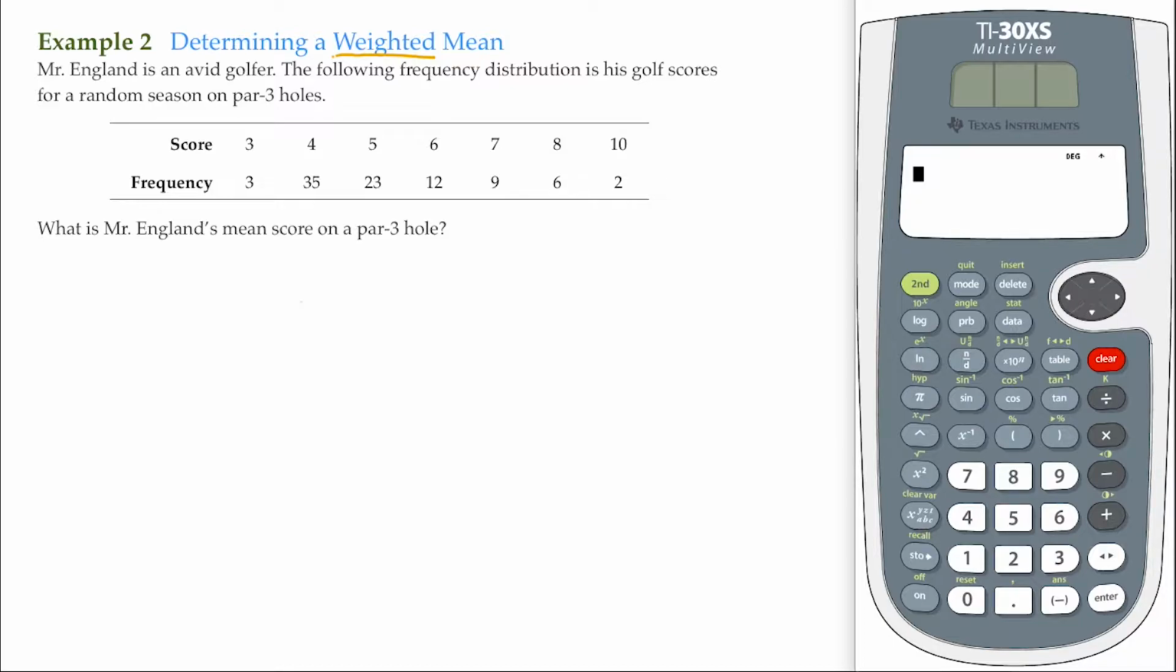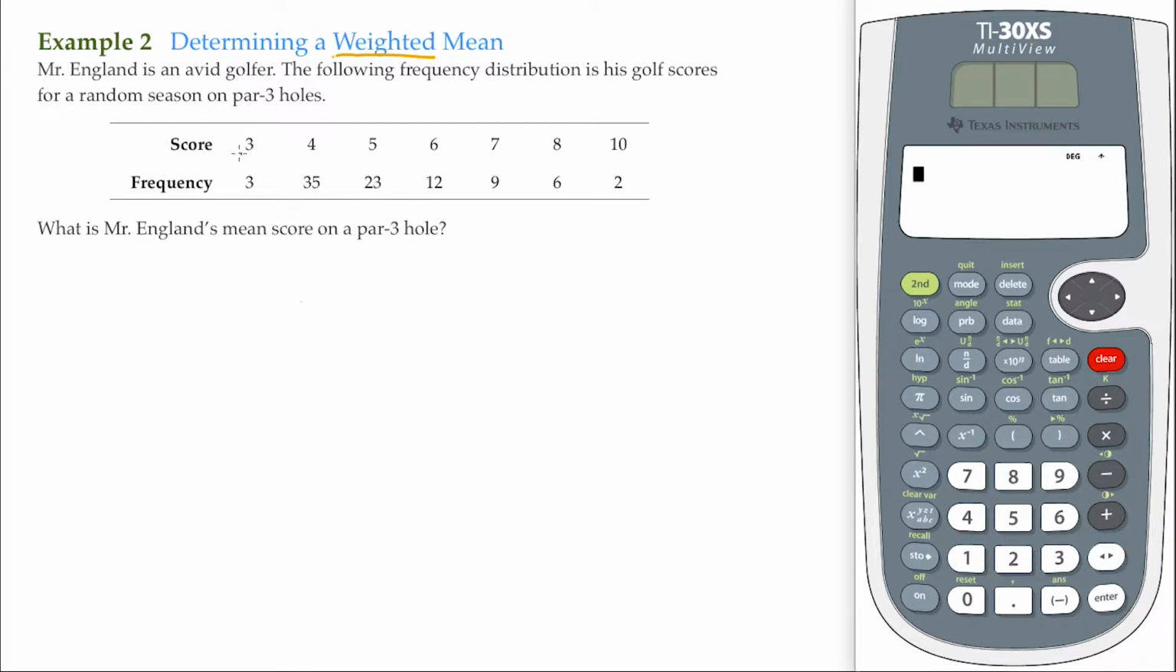So we have Mr. England is an avid golfer. The following frequency distribution is his golf scores for a random season on par 3 holes. So here's a frequency distribution. This one happens to be horizontal. We've seen and have created ones that were vertical, but this one just happens to be horizontal. It means the same thing.